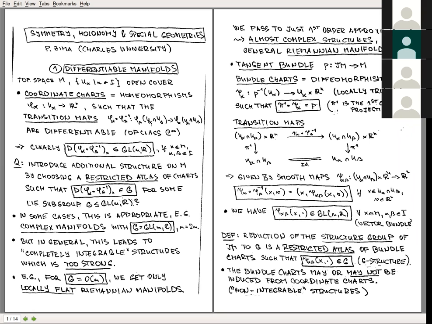If all of them were induced from the coordinate charts, then these psi alpha beta would be just the differentials of the transition maps on the coordinate level, and we wouldn't get anything new. But we can have vector bundle charts for the tangent bundle which are not induced by the coordinate charts. And this leads to something which could be called non-integrable structures, because we cannot integrate this first order transition maps back to some transition maps of the coordinates. So these are the basic notions.